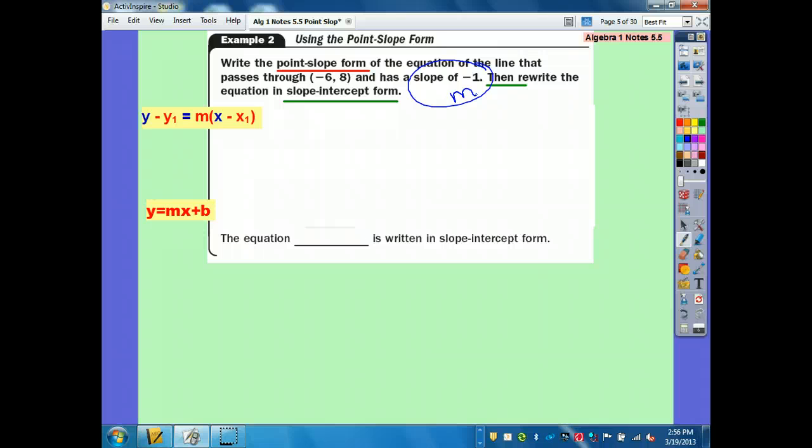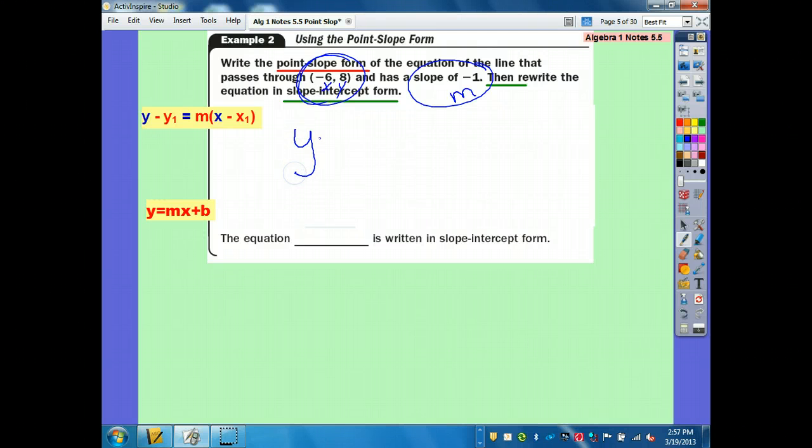Do I have 2 ordered pairs to pick from? Yes or no? Wait, no. They only give me 1 point. Can I still go about my work here and do this? Yeah, they just give me 1 point. I don't have to pick. There's no choosing. I'll just use the one they gave me. So, what do I write? Start me out.